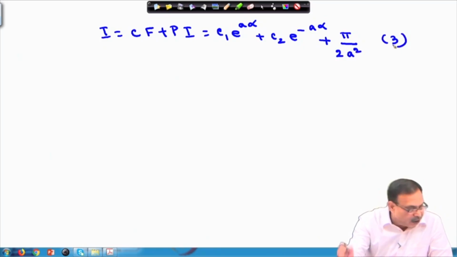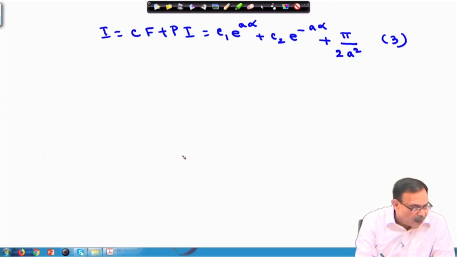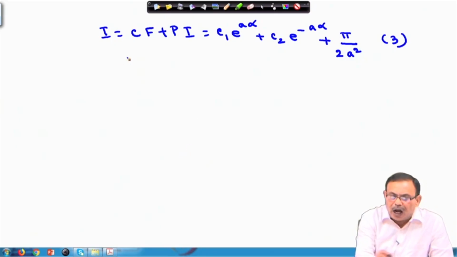So, this is your equation 3. Fine. Your I is this thing, please note this. Now, from here I have to find out the values of the constants C1 and C2. You have two constants there, C1 and C2. No conditions have been provided, please note that, because we are not supposed to evaluate the integral from this type.